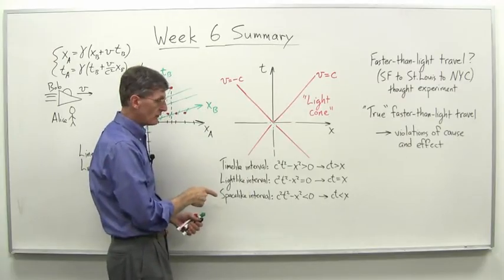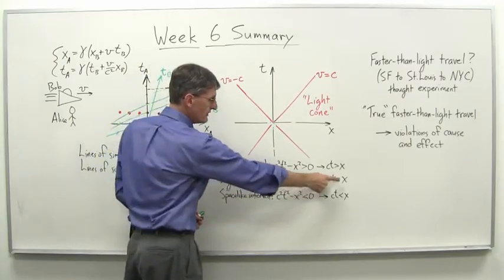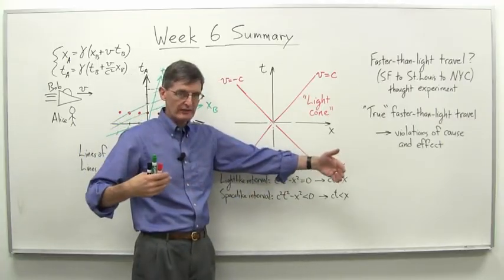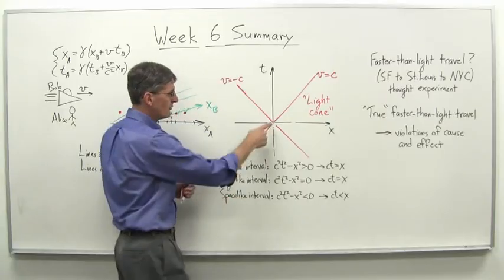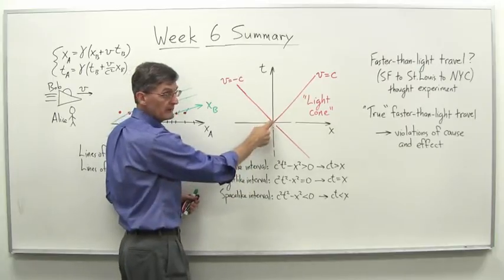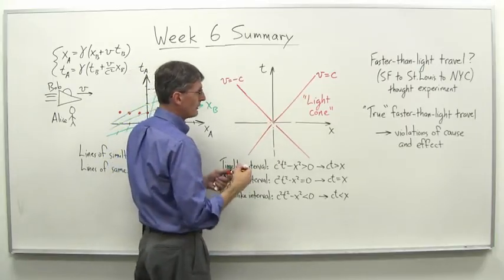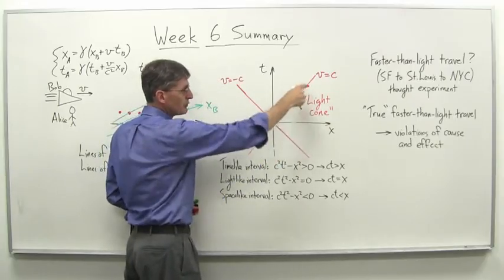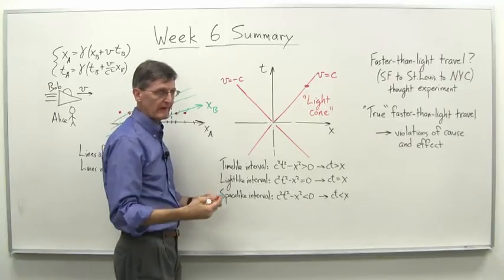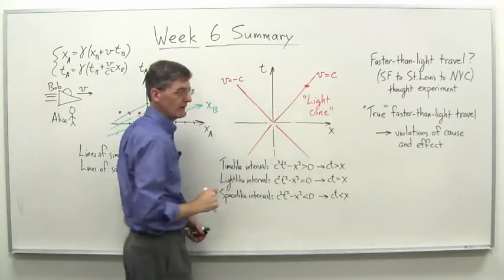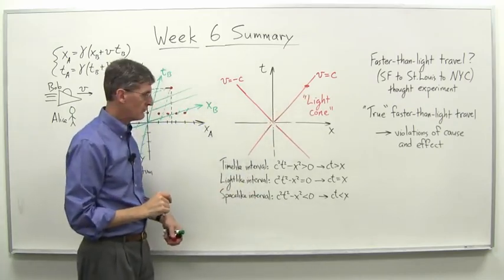A light-like interval then is when this equals 0, or ct equals x. In other words, the distance light can travel exactly equals the distance we need to go. And those are the values right on the light cone here. So if I'm here and there's a point out here, then I have a light-like interval between me. And if I can't go at the speed of light, but if I could shoot a laser beam, the laser beam could get there in time to get to that space-time point.